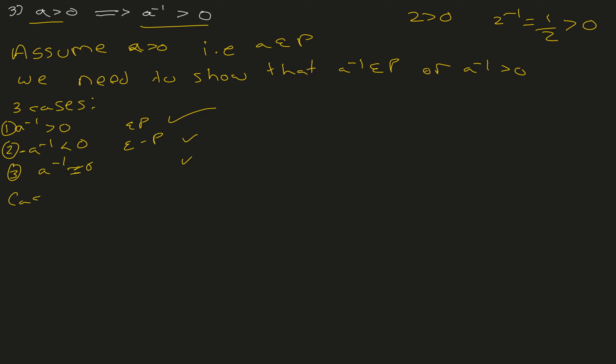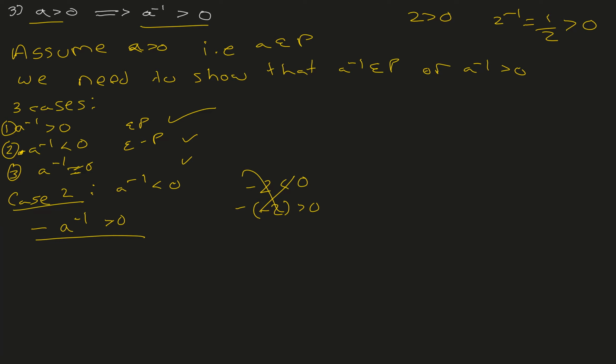Case 2: if A inverse is less than 0, then negative A inverse is greater than 0. Since case 2 says that A inverse is less than 0, the negative A inverse will be greater than 0. For example, if negative 2 is less than 0, negative of negative 2 is greater than 0. That's how we get this statement.